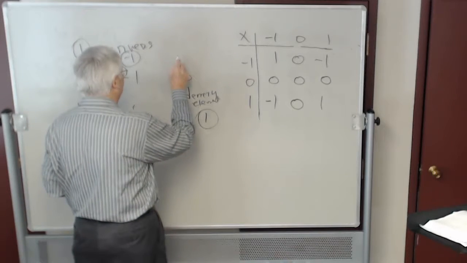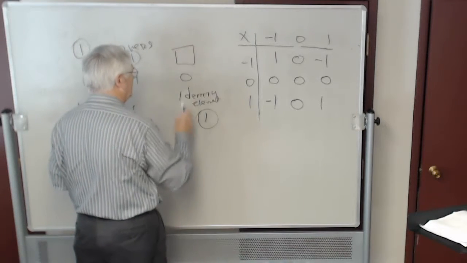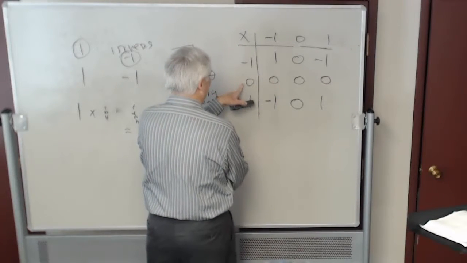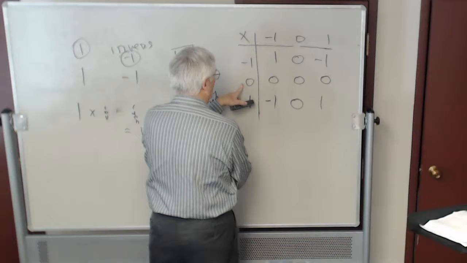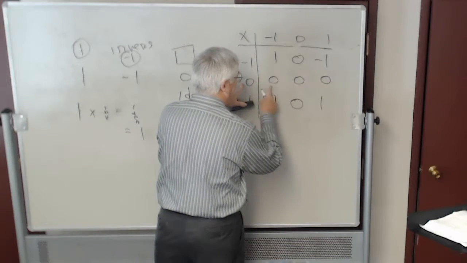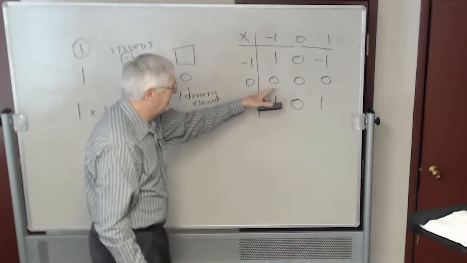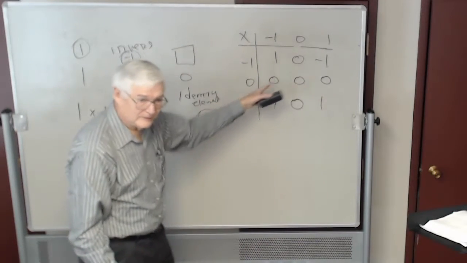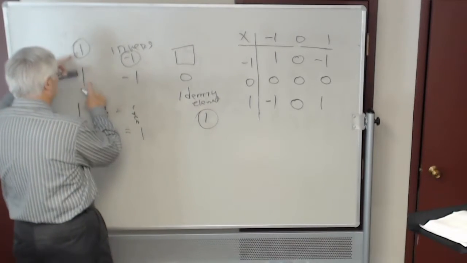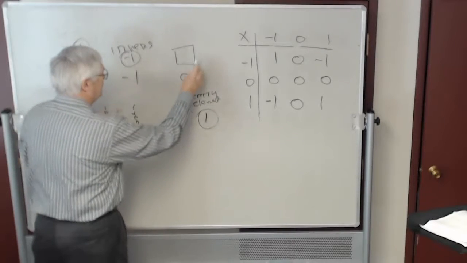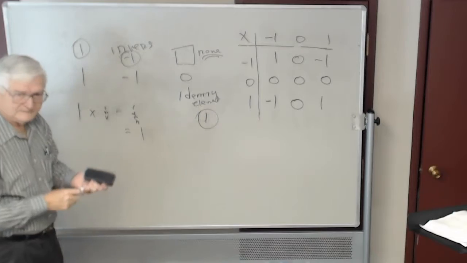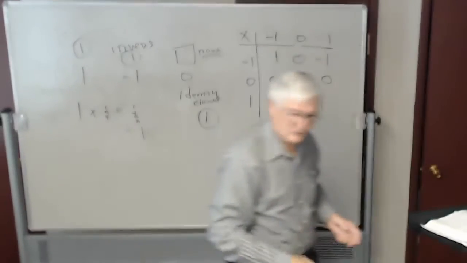What do I take times 0 to get 1, the identity element? What do I take times 0 to get 1? There is no answer. There is no 1 for an answer, is there? So the inverse for 1 is 1, the inverse for negative 1 is negative 1, and the inverse for 0 is none. There is no inverse for 0. Okay?